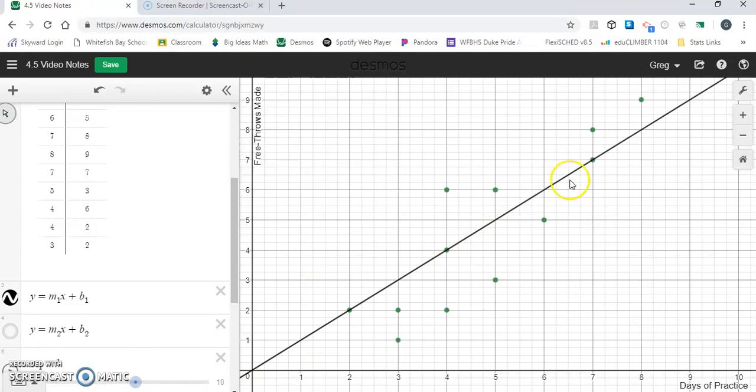I think what it shows, it goes through a couple points. What I can see is there's 5 points below that line, there's 4 points above it, and I do think it fits the overall trend of the data. I think that's a great line of fit if you did that by hand.